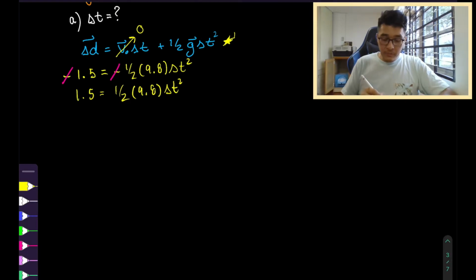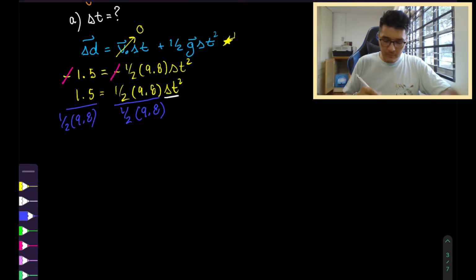And now your unknown is the delta t. So what are you going to do? You want to get rid of that coefficient. So the coefficient is 1 over 2 times 9.8. To get rid of the coefficient, divide both sides of the equation by the coefficient, which is 1 over 2 times 9.8. And this is equal to delta t squared.